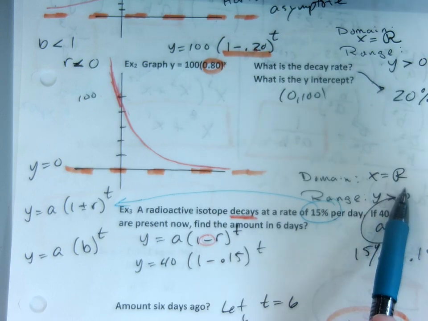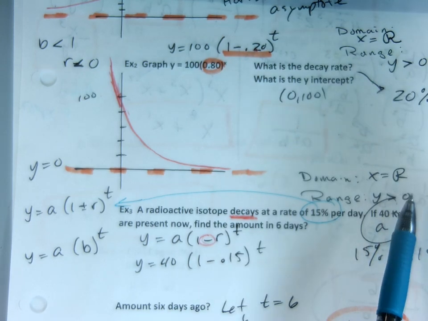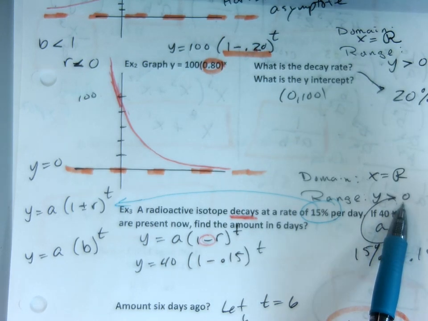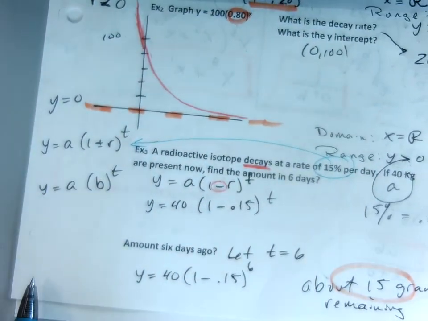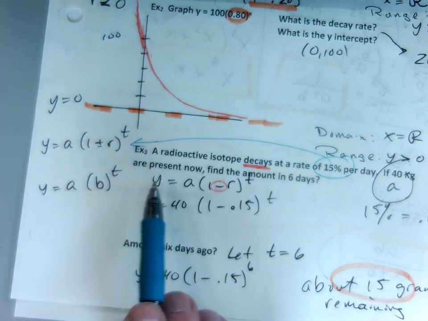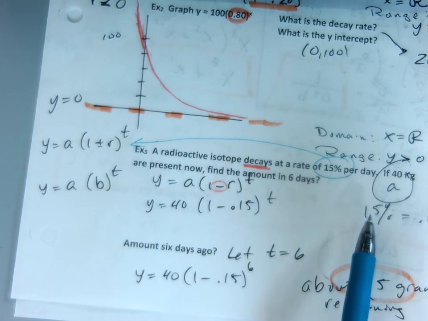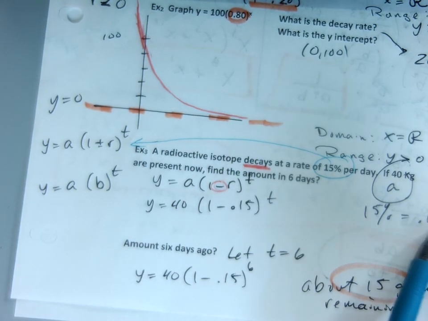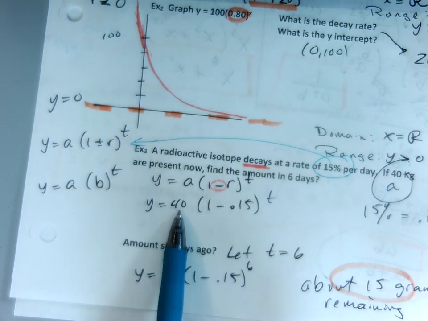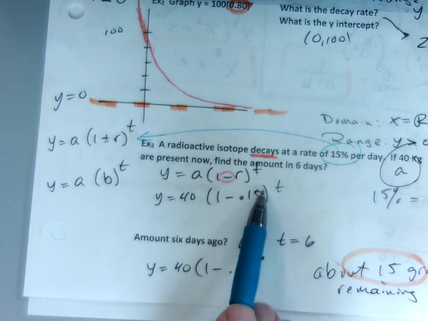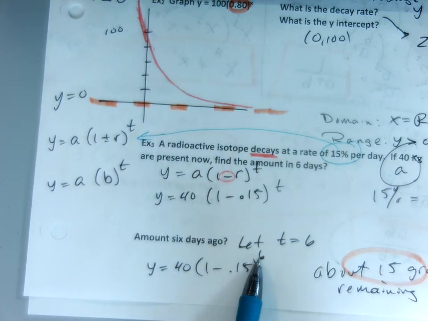Domain and range are exactly the same. X is all real numbers. Y is greater than 0. Growth, decay. Then we took a problem. Let's actually apply a problem. We have something that's going to decay at a rate of 15%. 15% is 0.15, so I'm going to put 1 minus 0.15 because that's our decay rate. We start with 40 grams. I plugged 6 into my exponent. I used my calculator, and I got about 15 grams remaining.